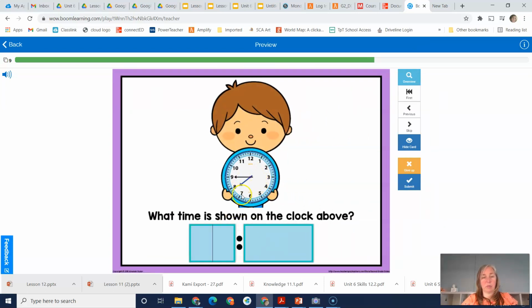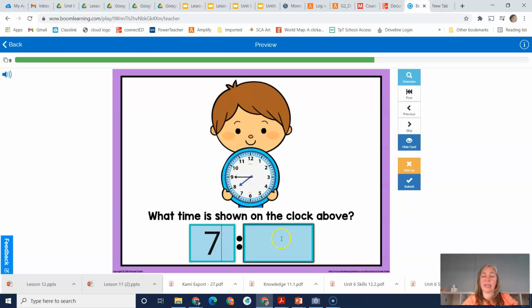The hour hand is between the 7 and the 8. It looks like it's pointing at the 8, but it's not quite there yet. Remember, it's not 8 o'clock until this minute hand moves all the way up to the 12, and that hour hand moves up just a little to point directly. So this is 7.